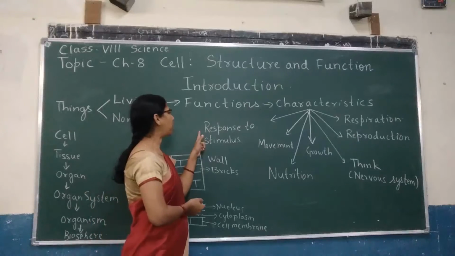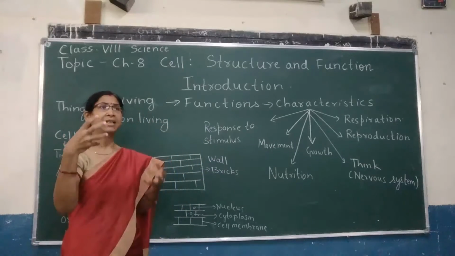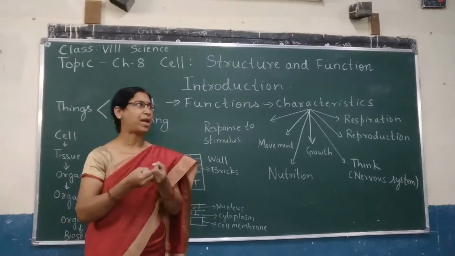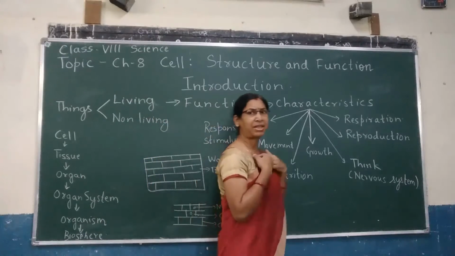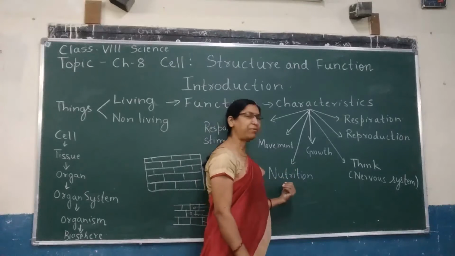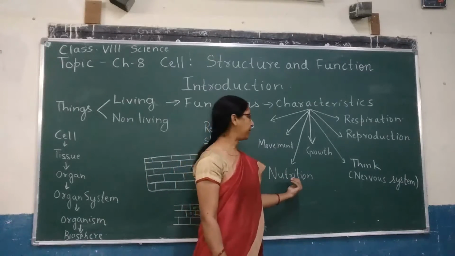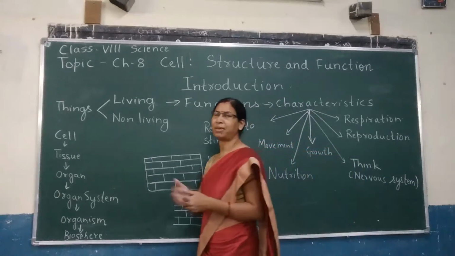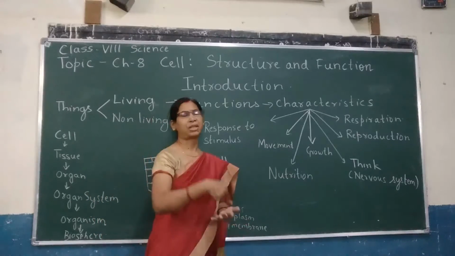They respond to stimulus. Like if any bright light is coming towards you, you will try to close your eyes. Then they show movement. We are living things. We are able to move from one place to other. Then we also need food to eat. That means they require nutrition, and we grow also. We were not the same from our starting. We were once a young child, but then we have grown this much.